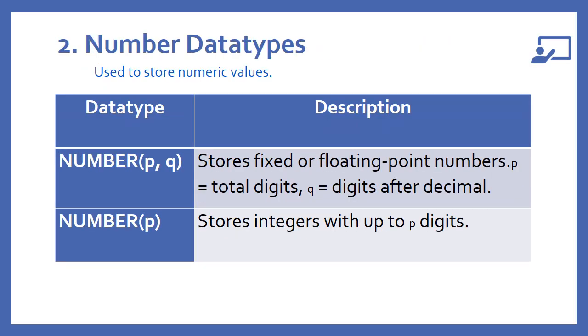Number data type. It is used to store numeric values. NUMBER(p,q) means it stores fixed or floating point numbers, where p equals the total number of digits and q equals the digits after the decimal. Next one, NUMBER(p). It stores integers with up to p digits.